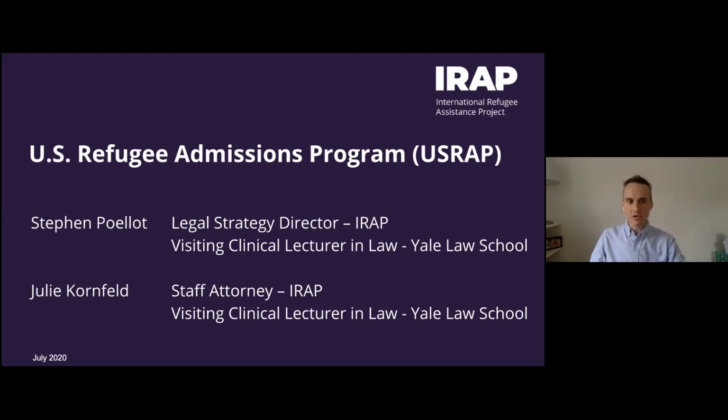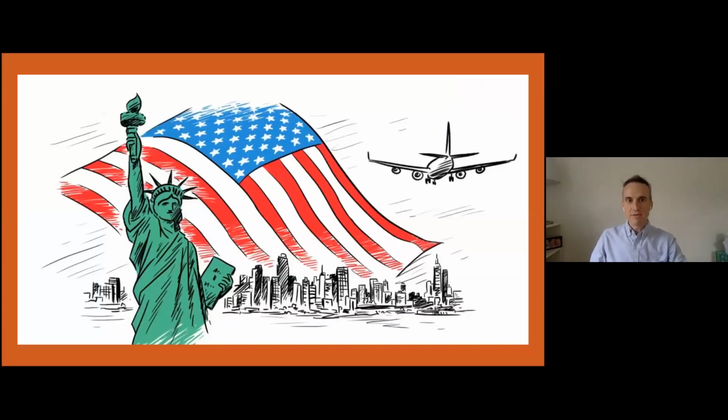Together with my colleague and co-lecturer, Julie Kornfeld, we will briefly introduce and discuss the United States Refugee Admissions Program, or USRAP for short. USRAP is the US government program to resettle refugees from overseas into the United States. USRAP is a humanitarian expression of US domestic and foreign policy interests. It is related to but distinct from the asylum process, a system by which refugees at the border or within the United States may seek protection.